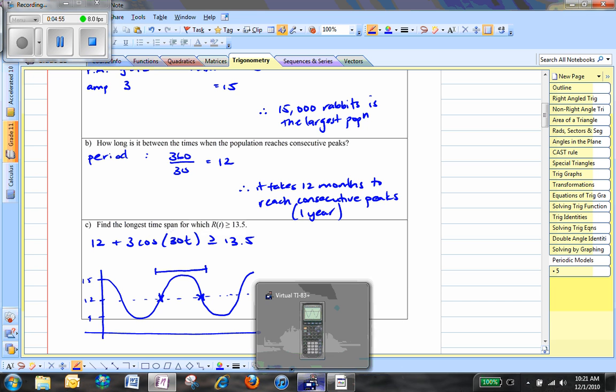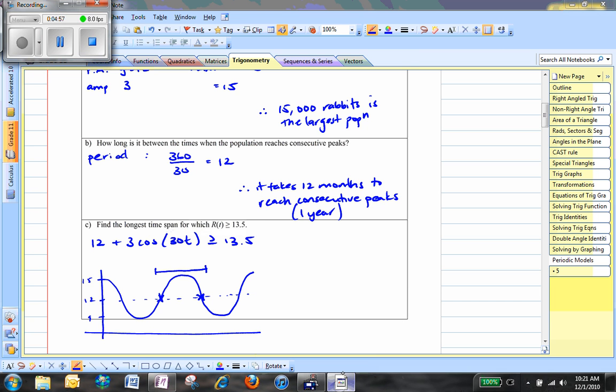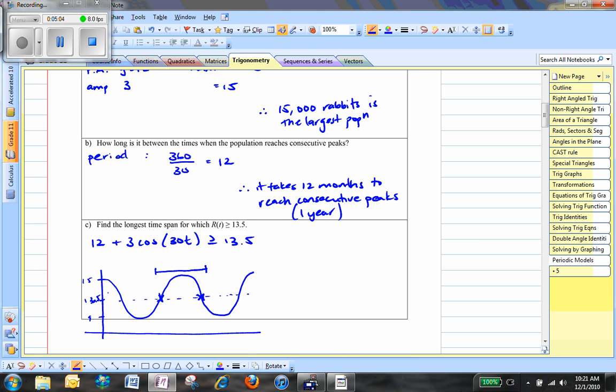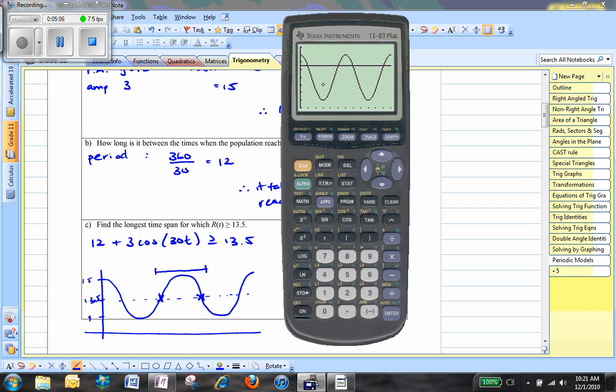Now, sorry, if I go here, I'm going to want to use second trace. I want to find the intersection, so number 5. I want to be before that on the first curve, the second curve. I want to let it guess. It's going to tell me 10.